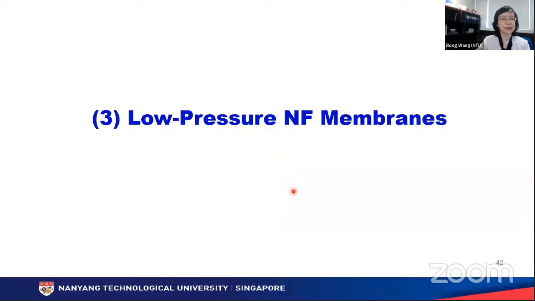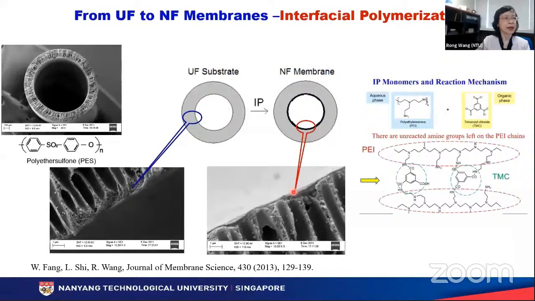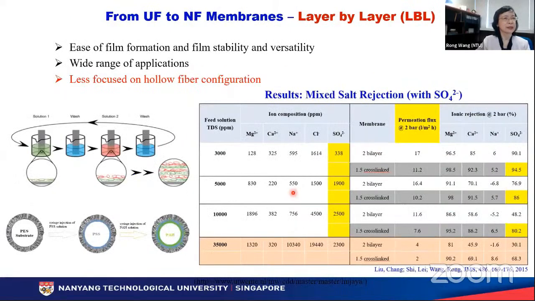Now, I will touch on the low pressure nanofiltration membranes. We turn the UF membranes into nanofiltration membranes through interfacial polymerization, and through layer by layer polyelectrolyte deposition to make the membranes have a tightened structure with nanofiltration performance. The uniqueness of our membranes is that they can operate at a pressure as low as 2 bar. You may wonder how you can operate the NF membrane at a 2 bar pressure.